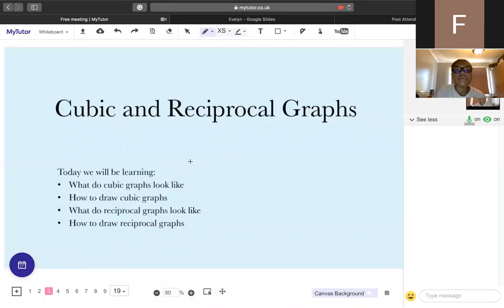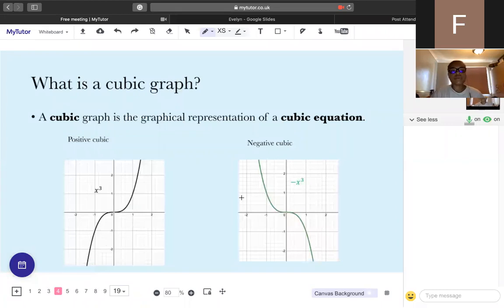So now we can move on to cubic and reciprocal graphs. Today we'll look at what cubic graphs look like, how to draw cubic graphs, and what reciprocal graphs look like and how to draw reciprocal graphs. So first of all, cubic graphs are graphical representations of cubic equations.